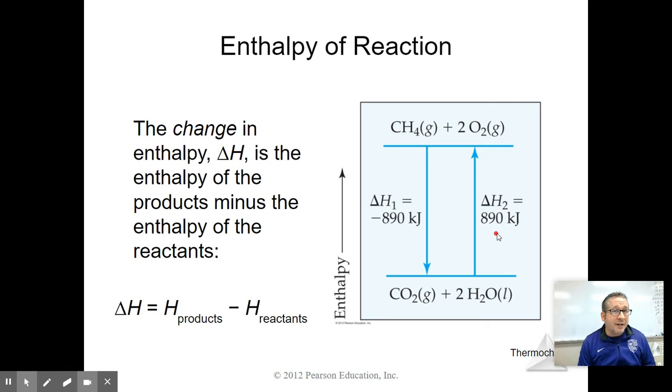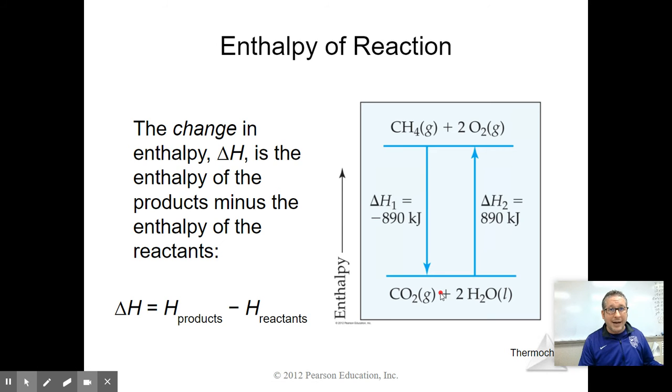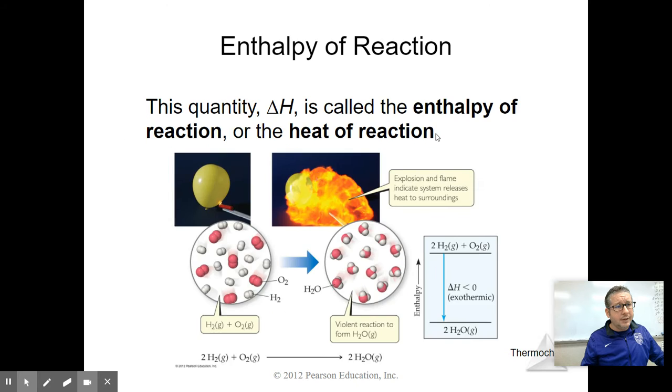Since it is a positive 890 kilojoules, that means that these reactants here had to absorb 890 kilojoules of heat energy to form these. So we had to break bonds there and reform them. That requires energy. So since it is positive, that means the reverse process will be endothermic. Staying with me here? I hope so.